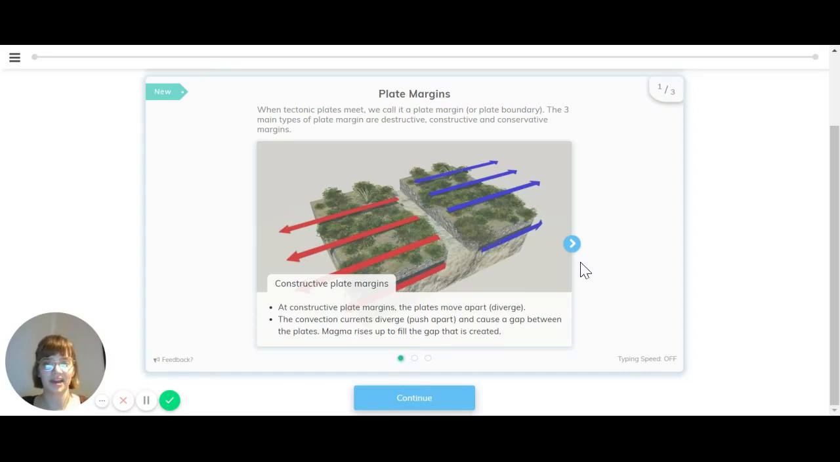Plate margins and volcanoes. So when tectonic plates meet, we call it a plate margin or a plate boundary. The three types of plate margin are destructive, constructive, and conservative margins. So let's take a look at those three types. Let's start with constructive margins.